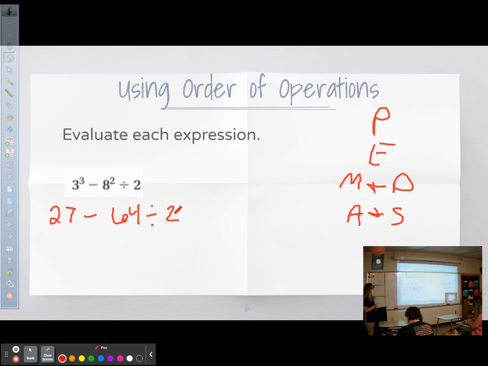Why do I do division first? Because there's no multiplication. Yeah, there's no multiplication. Well, there's no multiplication, there's only division. And this one here is subtraction, and we do division before subtraction. Brooklyn, what's 64 divided by 2? 32. 32? Awesome. So we got 27 minus 32. So now we can just type in 27 minus 32. And Kason, what do you get when you do 27 minus 32?